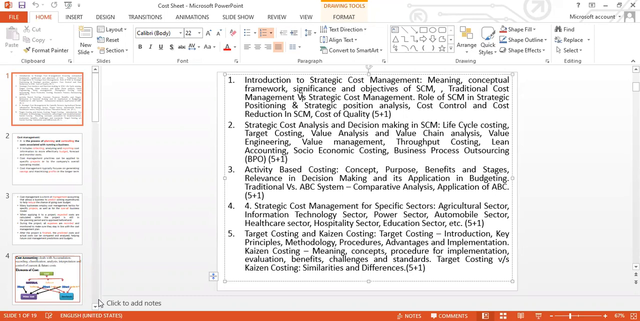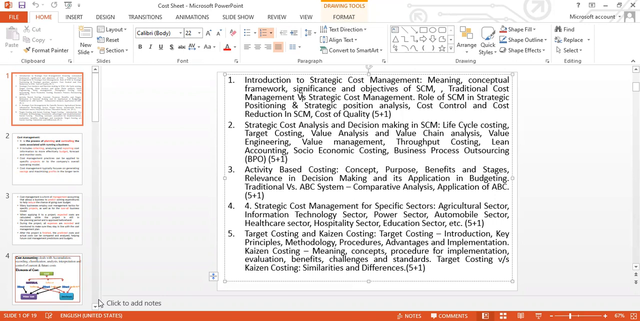So here we have to study traditional cost management techniques and strategic cost management techniques. Then we have to study the role of the strategic cost manager in strategic positioning. Positioning means you have to create the position or the brand of your organization. Okay, and you have to understand the strategic position analysis, whether you are going up and up or what kind of growth is there. Then cost control techniques and cost reduction techniques in strategic cost management, that we have to study.